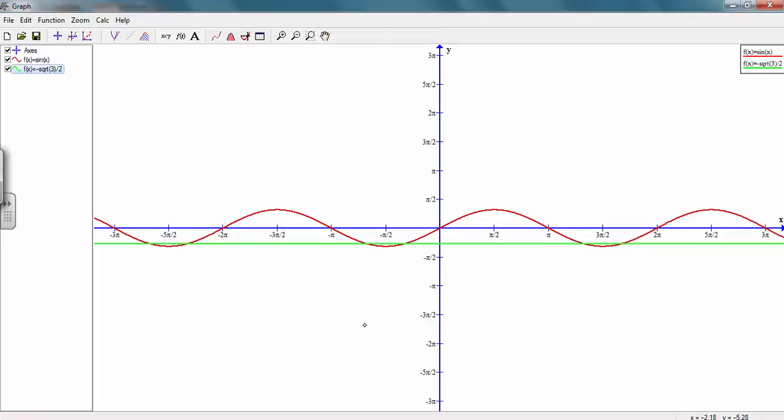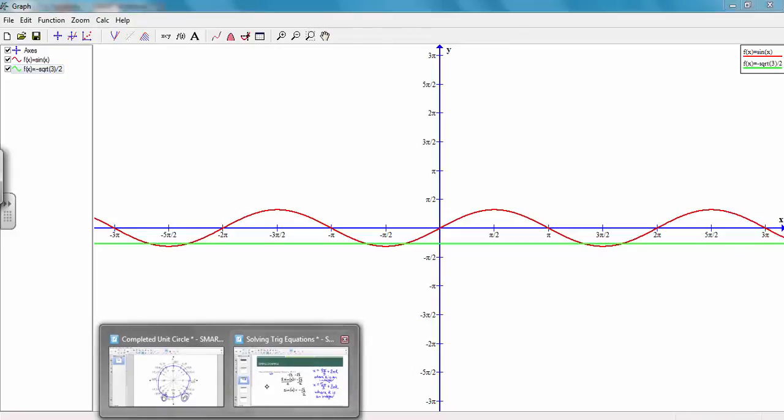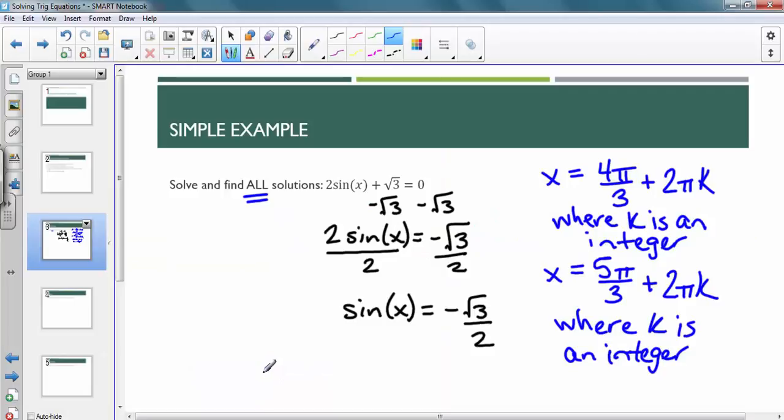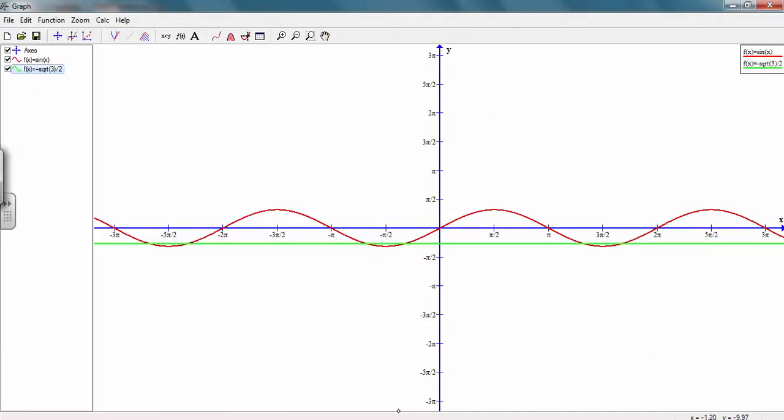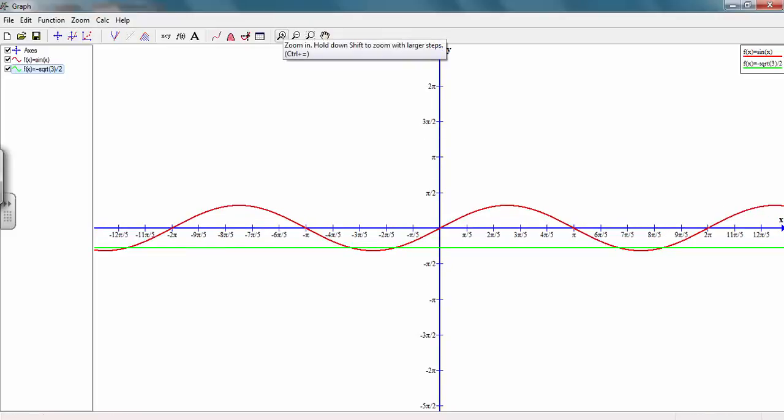All right, so now I have a graphical representation of this function. I have my sine function, and I want to know when that sine function equals negative square root 3 over 2. The solutions that we originally came up with were 4 pi over 3, which is this first one right here, and then the next one, 5 pi over 3, is this one right here.